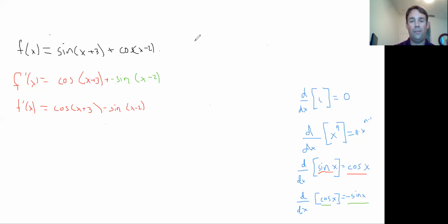What if I tell you f of x is, let's see here, x cubed plus 2x squared minus 3x minus 1. Here's what I want to know. I would like to know what f prime of 1 is. I would like to know the tangent line, the equation of the tangent line.